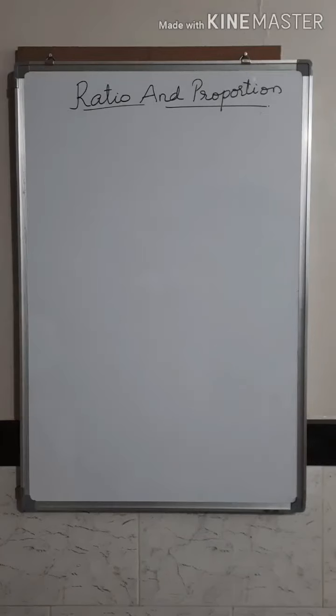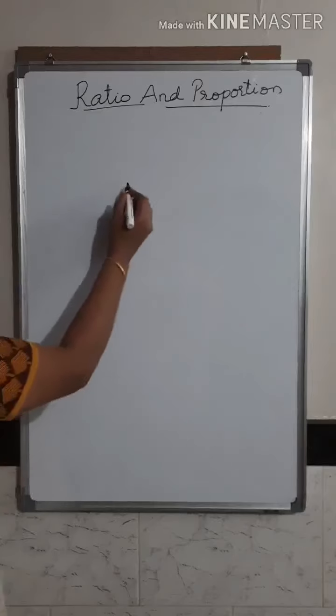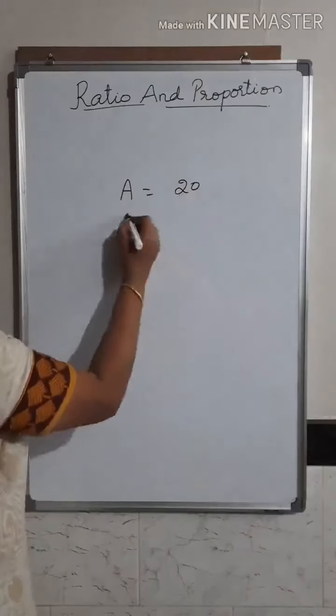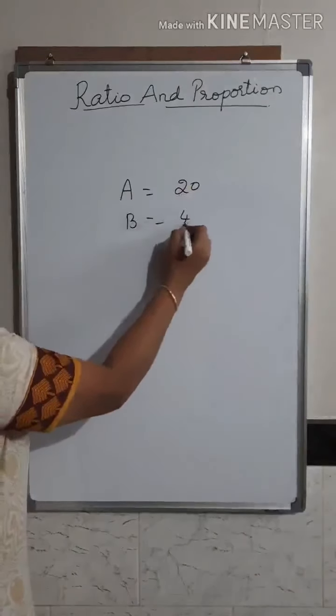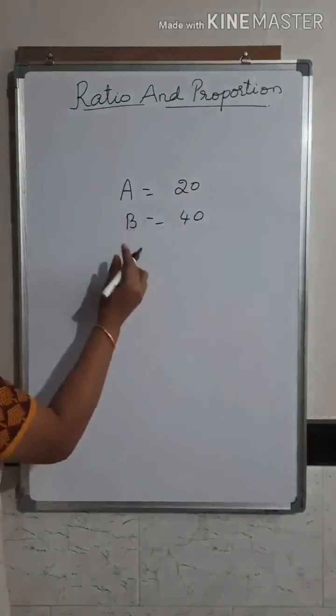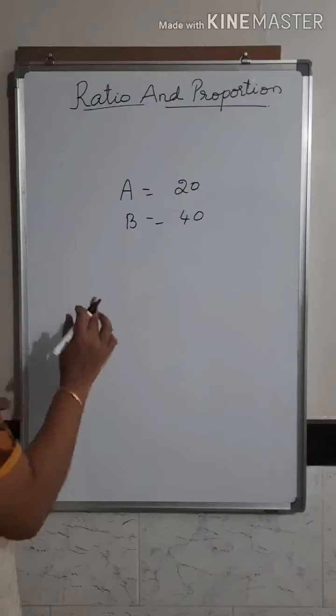Now first, what is a ratio? Comparison made between two quantities either by using the operation of multiplication or division is called a ratio. Now for an example, if I tell that the marks scored by A is 20 and the marks scored by B is 40. So now here when I make the comparison, I can make the comparison in two different ways.